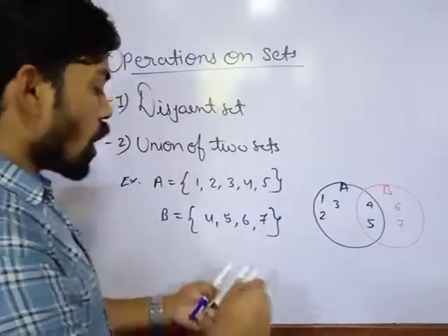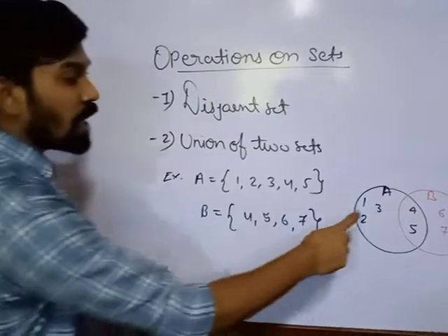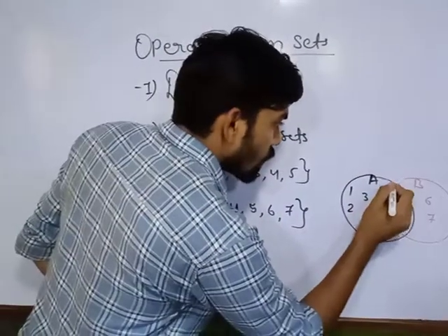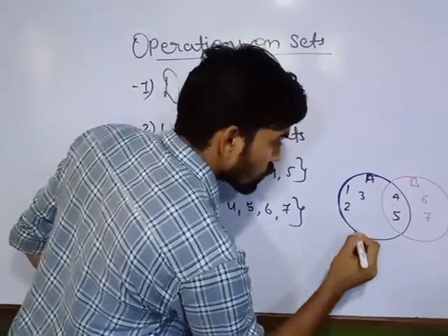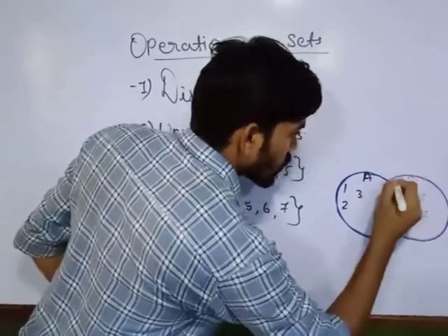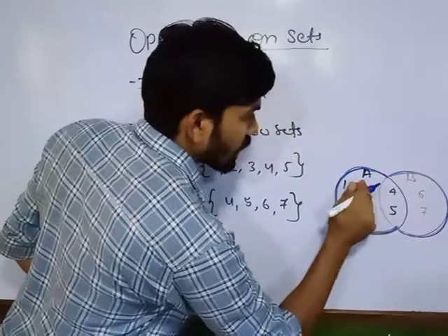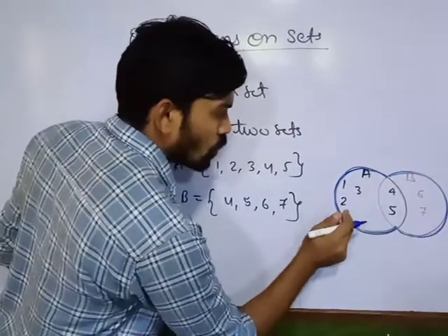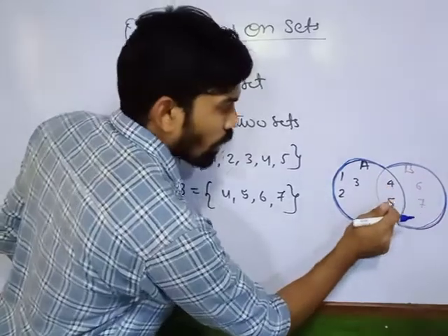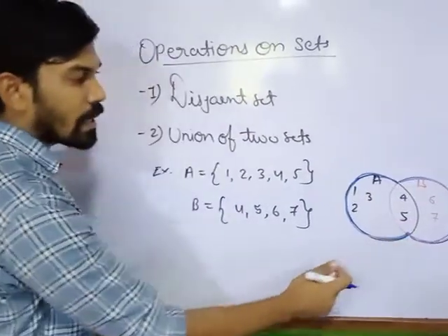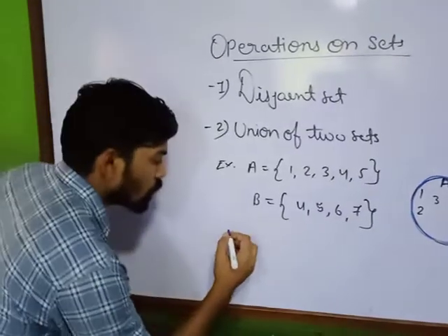Now we want to find A union B. That is denoted by the region starting from here and going this way. That is called the union of set A and set B. So 1, 2, 3, 4, 5, 6, 7, all of these are included in that. Let's see how we are going to write it.